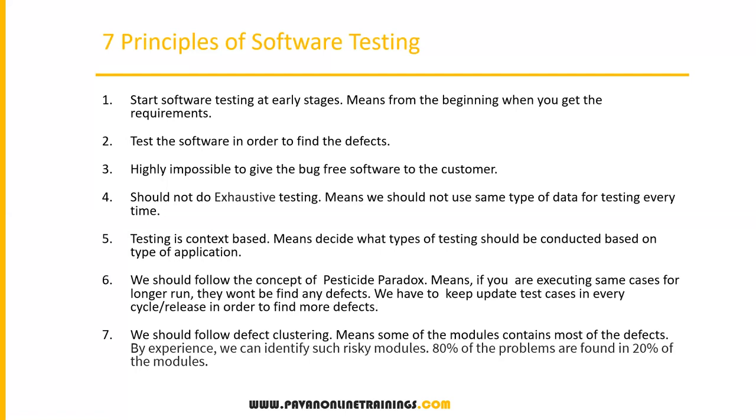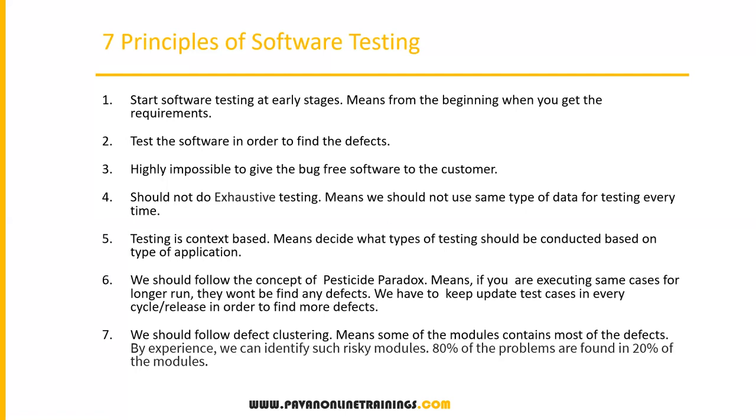So keep on upgrading your document, then conduct the testing. If you are using the same test cases from beginning to end, after many days or months, the same test cases may not find a new defect, because the main intention of writing a test case is finding defects. The test case should find the defect. That's the main intention. So here, the sixth point is, we should follow the concept of pesticide paradox. Means if you are executing the same cases for a long run, they won't find any defects.